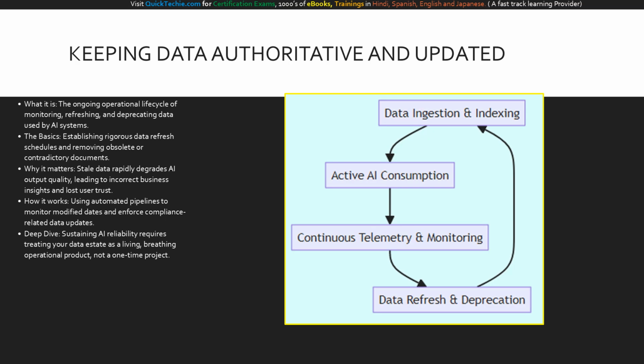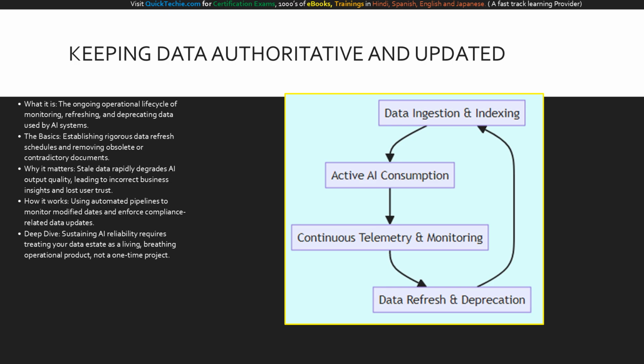Our final slide focuses on the most crucial ongoing aspect of your organized data, keeping it authoritative and updated over time. Timeliness is absolutely essential. AI systems must reference the latest, most accurate information to be effective. If your grounding data becomes stale, your AI outputs will degrade rapidly, leading to outdated policy advice, incorrect business insights, and a complete loss of user trust.